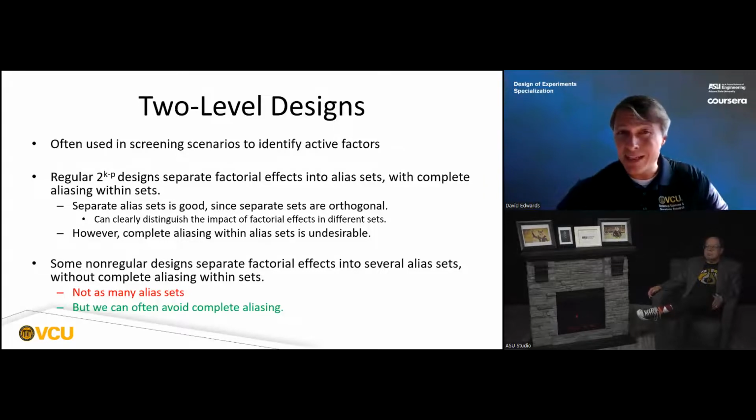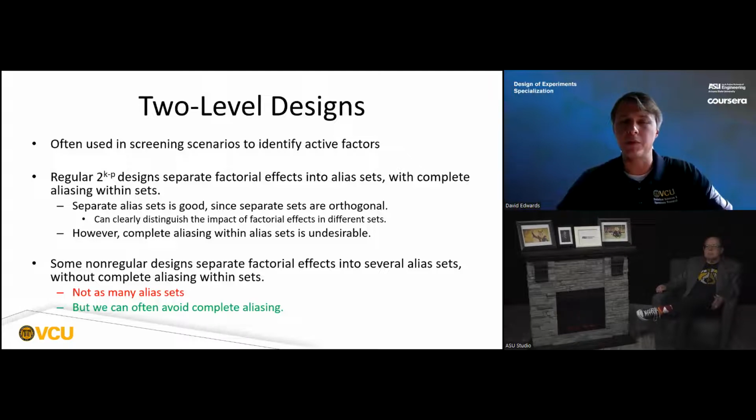But we still have that complete aliasing to deal with. And that complete aliasing means that I can't tell certain factorial effects apart from each other. And maybe that means that I need to do a follow-up experiment or something to resolve that full confounding. Non-regular designs have that much more complex aliasing structure, but it's true that some of these still separate your factorial effects into different aliasing sets that may or may not have some complete aliasing within the sets. So on the downside, non-regular designs may not have as many orthogonal sets of factorial effects, but we can avoid that complete aliasing in a lot of situations.